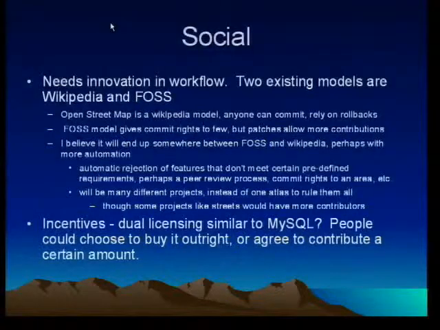And then there's sort of two sides to this, the social and the technical. On the social side, I really think we need innovations in these workflows. We have two strong models to draw on. There's Wikipedia and there's free and open source software. OpenStreetMap is a project doing geospatial information sort of on this Wikipedia model. Anyone can commit and they sort of rely on rollbacks.